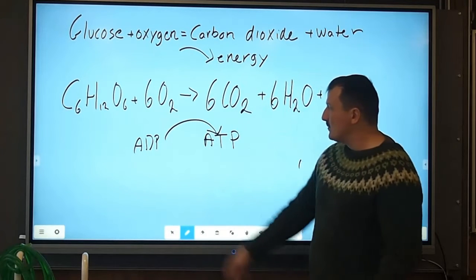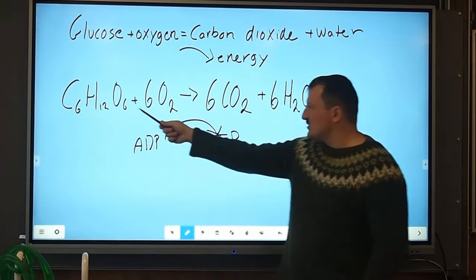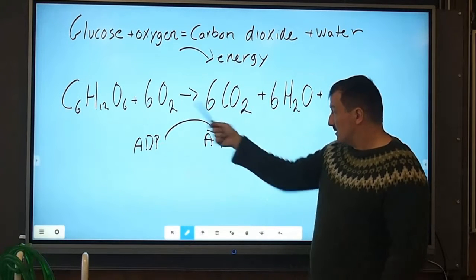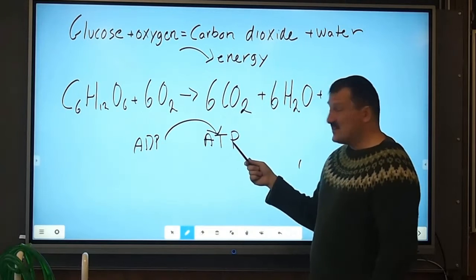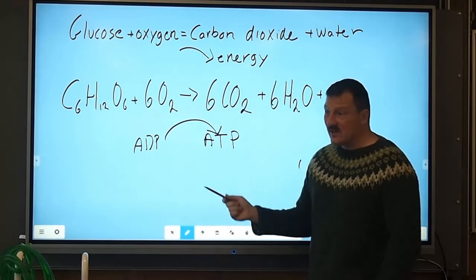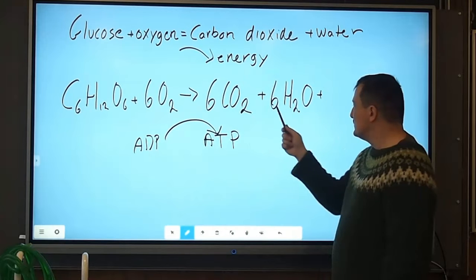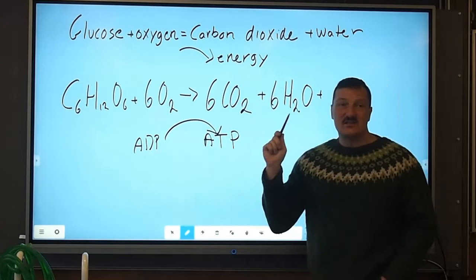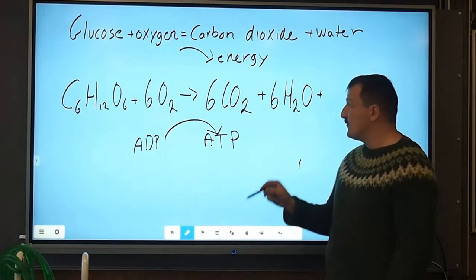If you see it as a formula, C6H12O6 plus 6O2 makes ADP to ATP, thereby making energy for the cell. It creates 6 CO2 plus 6 H2O. This is exactly the reverse formula of photosynthesis.